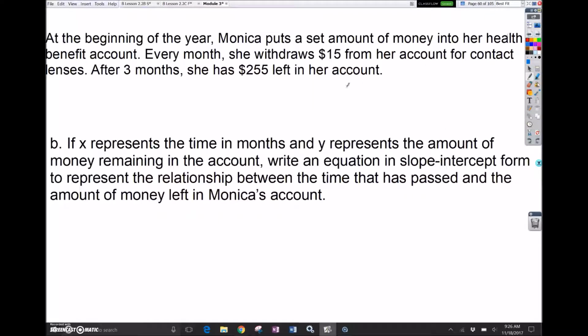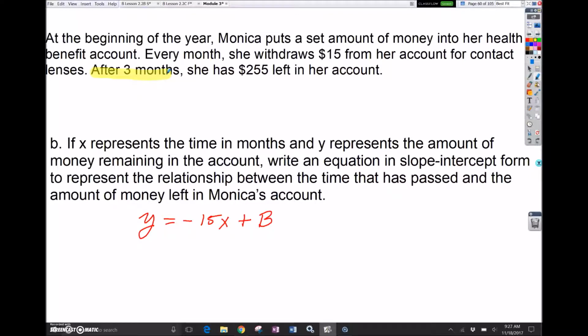The next part, it says, if X represents the time in months and Y represents the amount of money she has remaining in the account, write an equation in slope-intercept form to represent the relationship between the time that has passed and the amount of money that she has in her account. So it's basically saying the total amount of money she has is she takes out $15 per month, but at the beginning of the year she puts a set amount in. That's my B value. I don't know what it is, so we need to go back to the problem and look at what additional information she gives us.